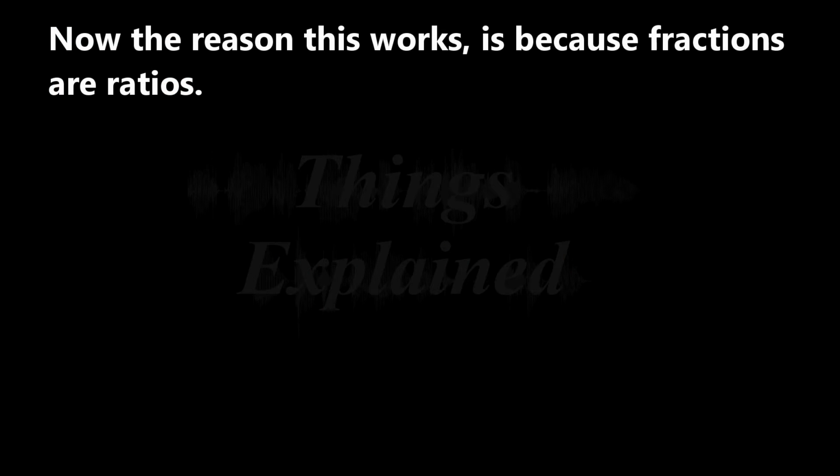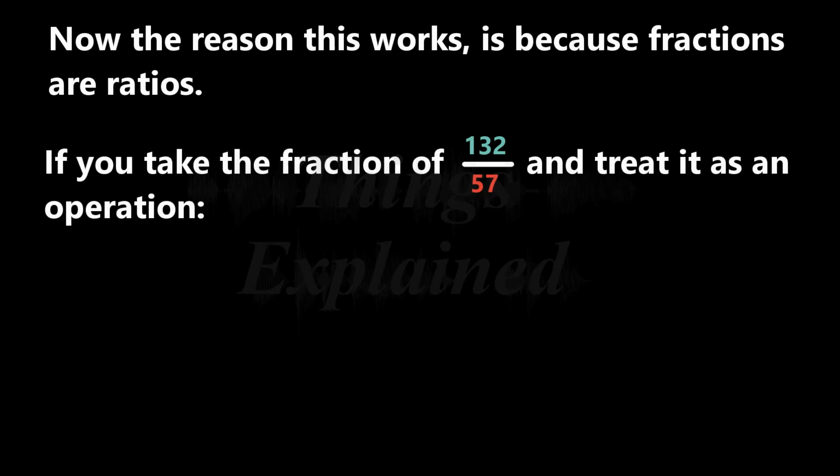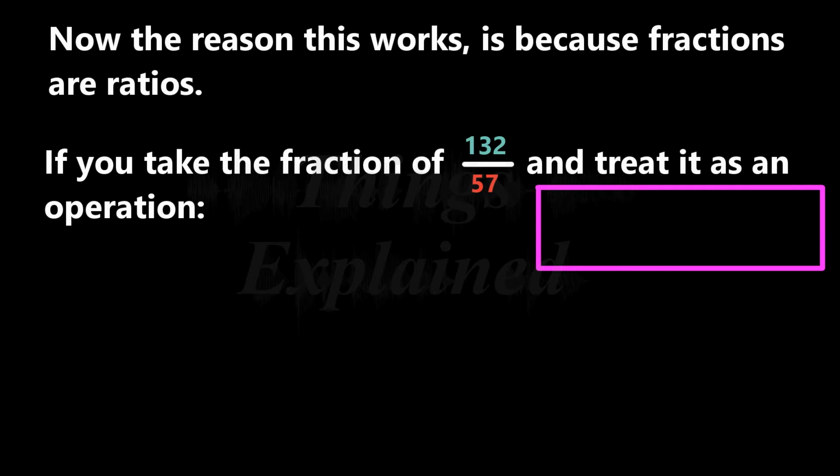Now the reason this works is because fractions are ratios. For example, if you take the fraction of 132 over 57 and treat it as an operation, 132 divided by 57 is equal to 2.3159 over 1. The fraction 132 over 57 condenses into a ratio of 2.3159 to 1.